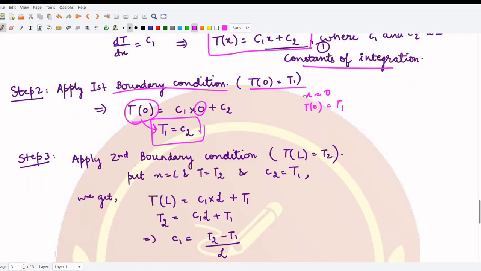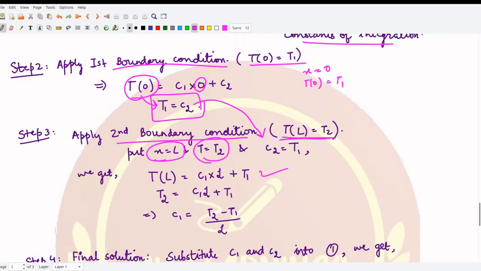Now applying the second boundary condition, what was it? T(L) equals T2. Now in place of x, I am writing L, and in place of T, I am writing T2, and we also know the value of C2, T1, so we can put it over here. So our equation becomes something like this. From here we can evaluate the value of our constant C1, which came out to be (T2 minus T1) upon L.